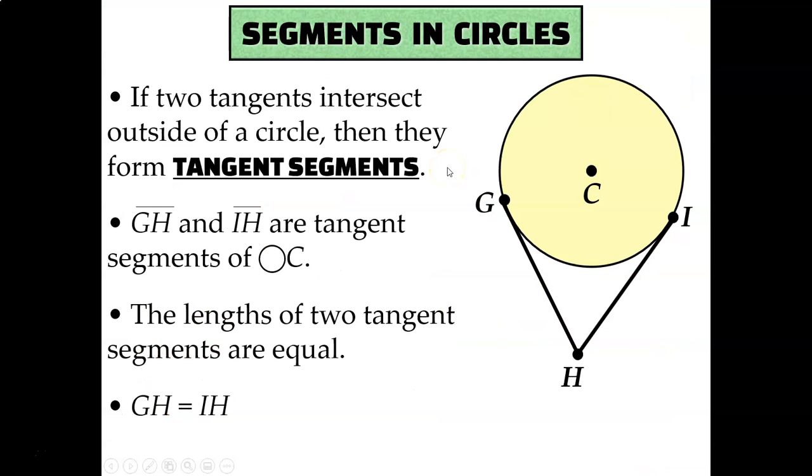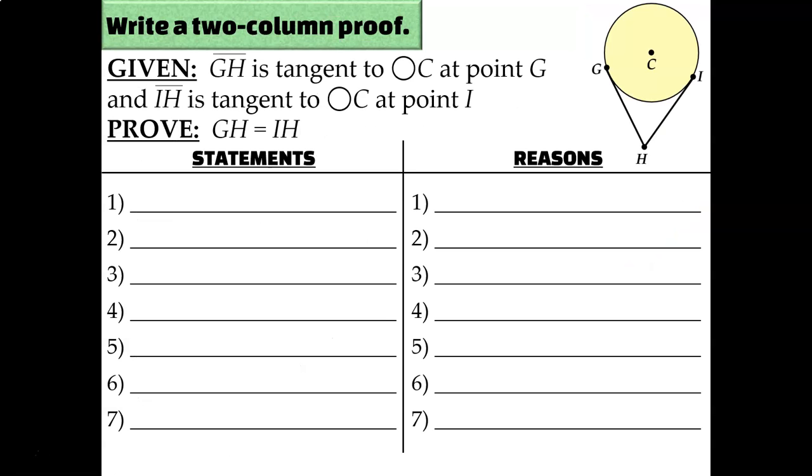Next, let's talk about tangent segments. If two tangents intersect outside of a circle, then they form tangent segments. So GH is a tangent segment and IH is a tangent segment. And the lengths of these two tangent segments are equal to each other. GH is equal to IH. But why? Let's write a proof.